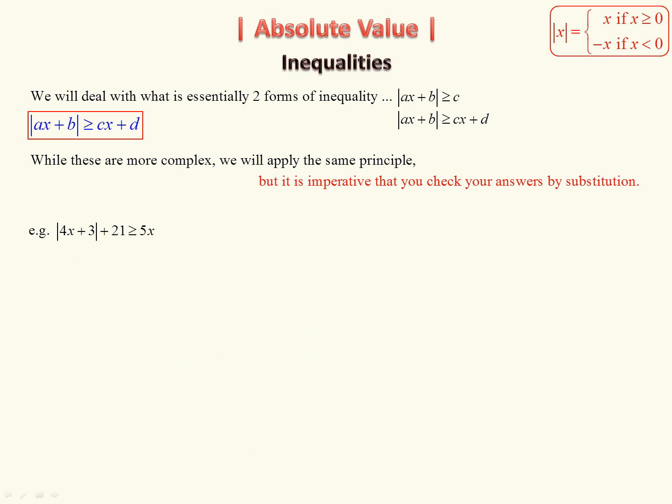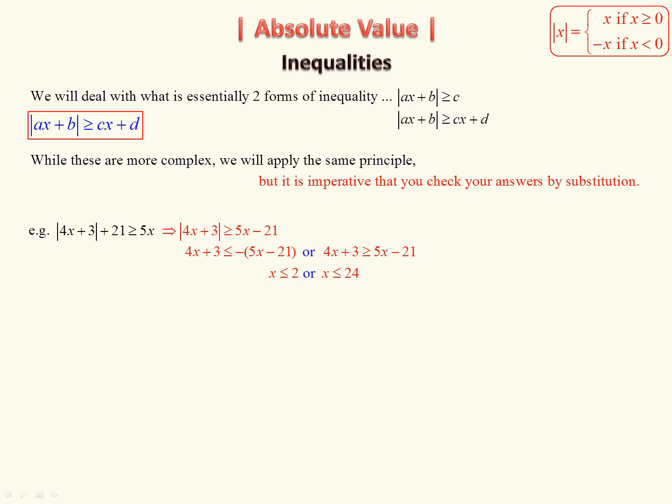Let's have a look at another example. Now we have a greater than or equal to. Move the 21 to the other side. Now we have the two possibilities. The contents is less than or equal to the negative of that, or the contents greater than or equal to the positive of that. Solve two separate inequalities. There's the answer. I'm taking a bit of mathematician's license by going straight to the answer.